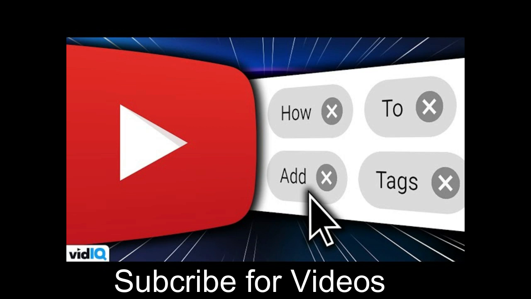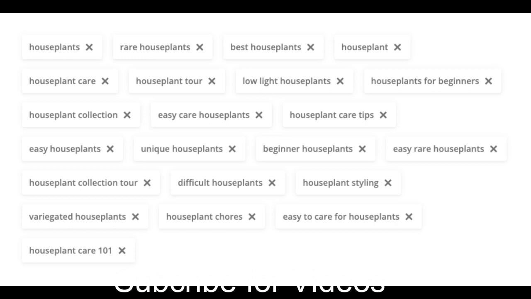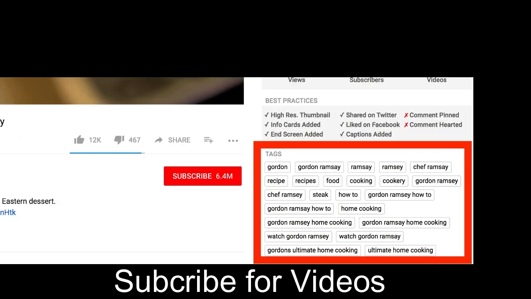Another advantage of using tags is that they can help creators attract new viewers who may be interested in their content. By including tags related to trending topics or popular search terms, creators can increase the likelihood of their videos appearing in suggested videos or recommended content.